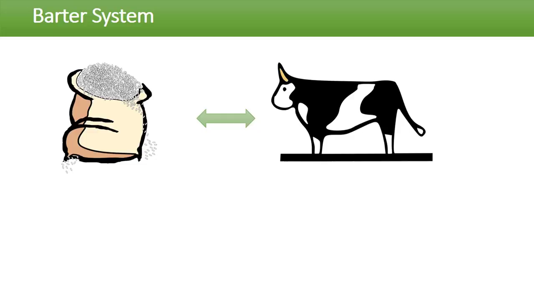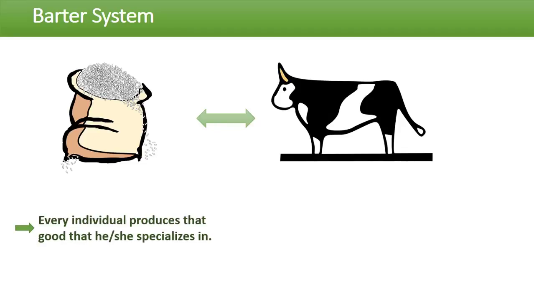The barter system is the oldest known medium of exchange known to mankind. At its base and concept, it was really simple and logical. Every individual in the economy would produce what he or she specialized in or was most efficient at. Then they would exchange these goods for those goods that they would require.